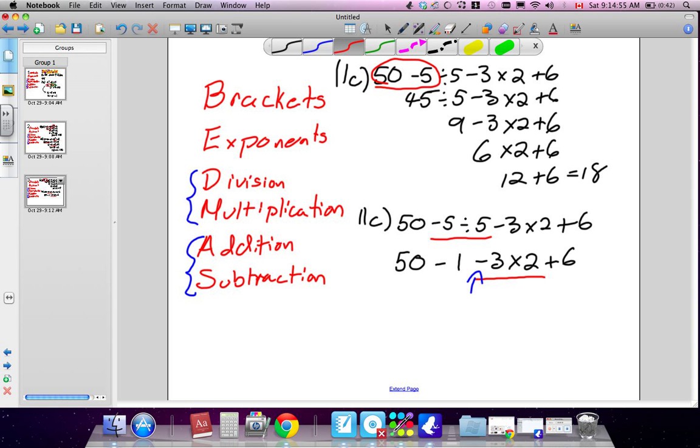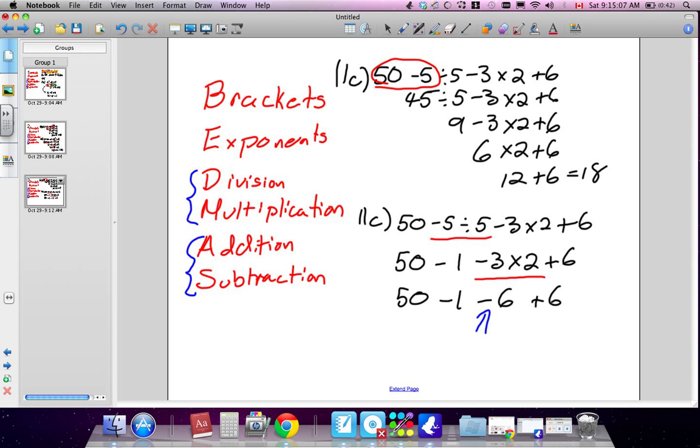Then I put in negative 6 plus 6. What does that really look like? It looks like we're just subtracting the number 6, right? Great. And now what? If you're adding or subtracting, which one comes first? Subtraction comes first, and then we'd add, okay? So we do 50 minus 1. 49. Good.